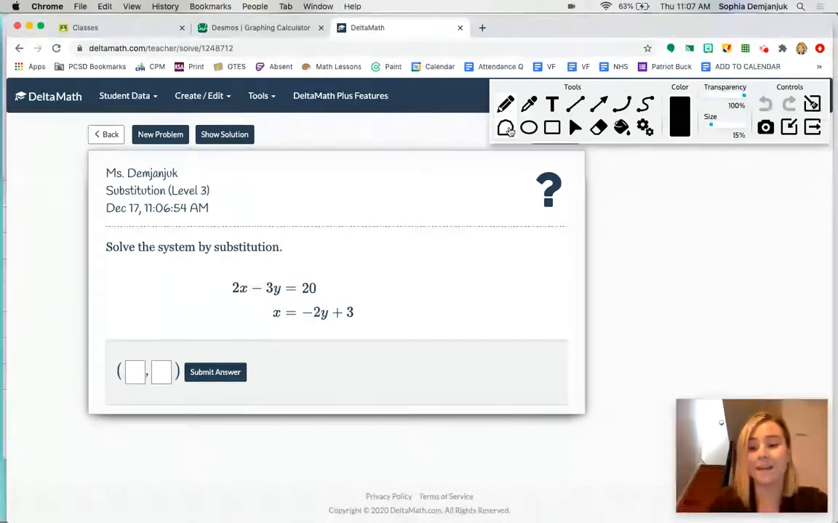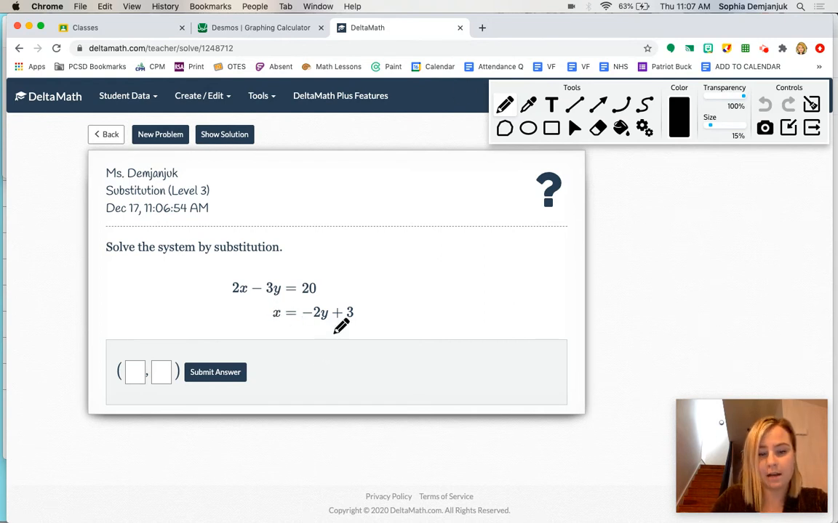We're going to do one problem together. This is like your bell work if we were really in class together, before you start working on your Delta Math assignment. So looking at this example, we have an isolated variable. You have to figure out which letter is by itself. And we can see that the x down here is by itself.